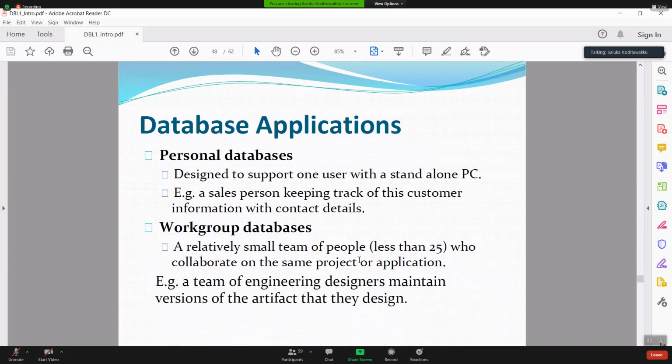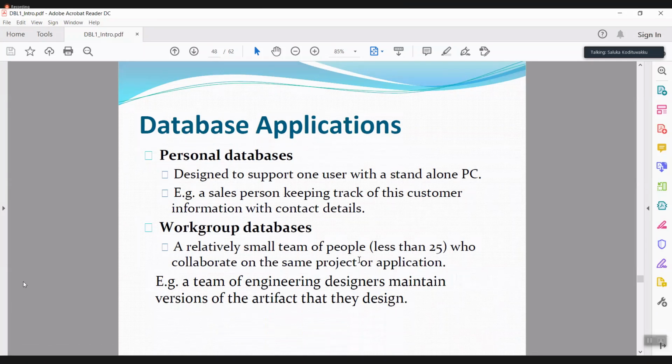What else? Contacts in a mobile device. Contact. Yeah, that is the best example. That is the contact list of your mobile, because you keep the contact information of your people, friends, relatives, or whoever, in order to communicate with them whenever necessary.